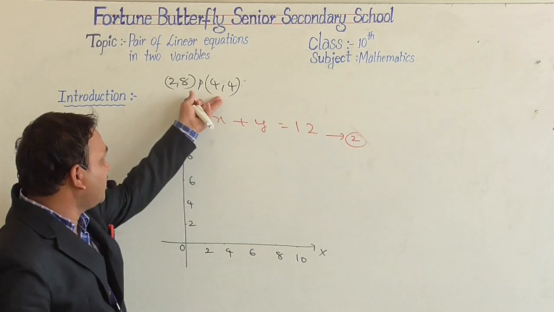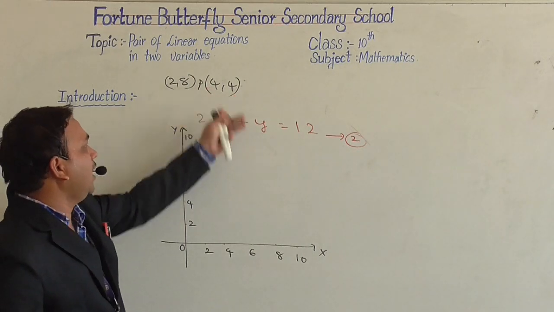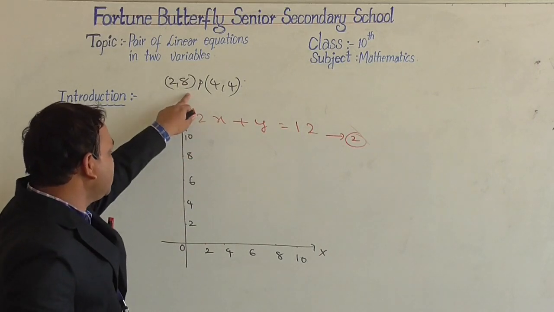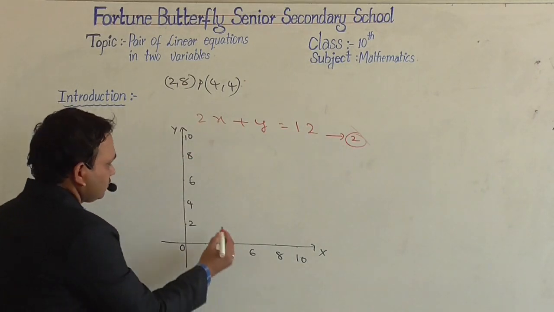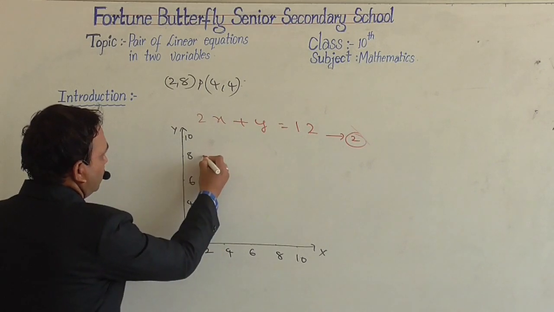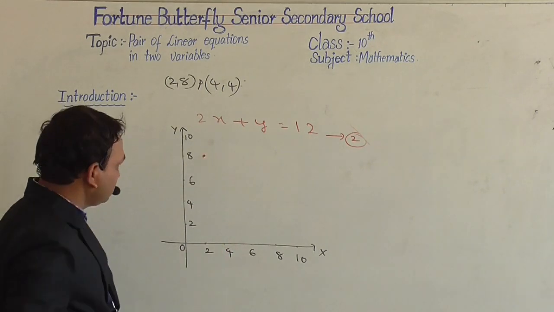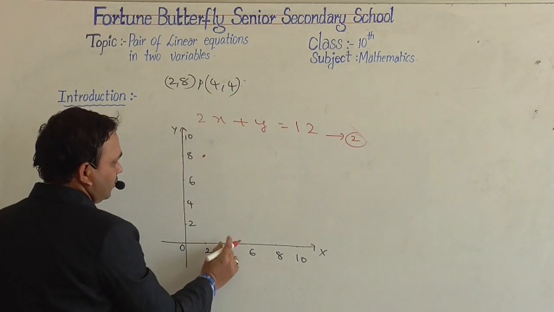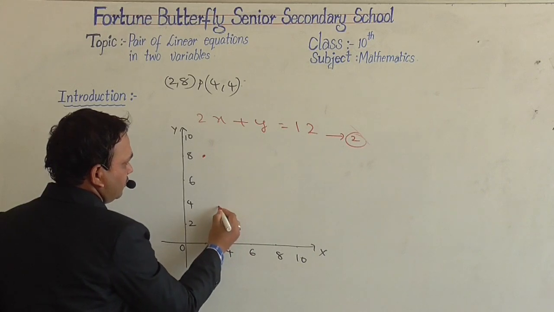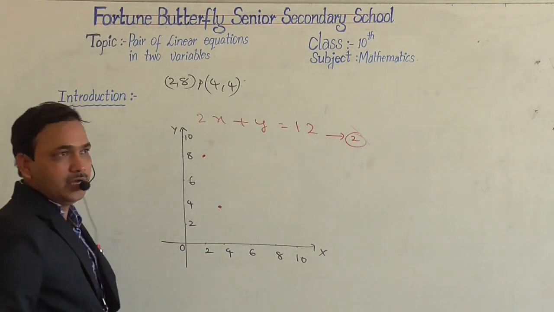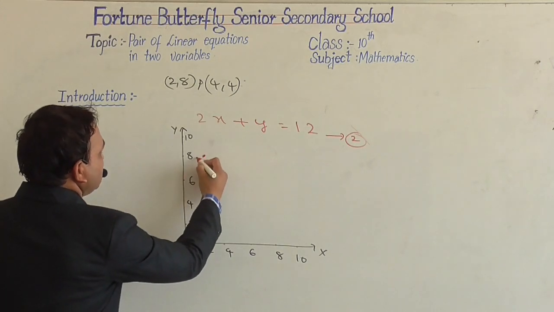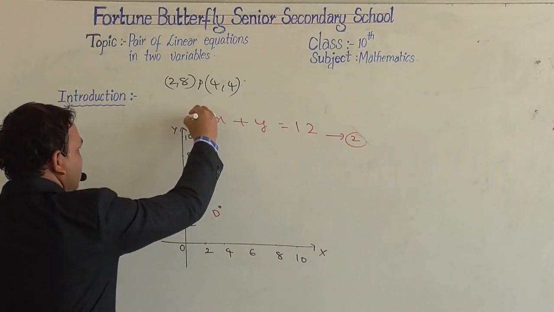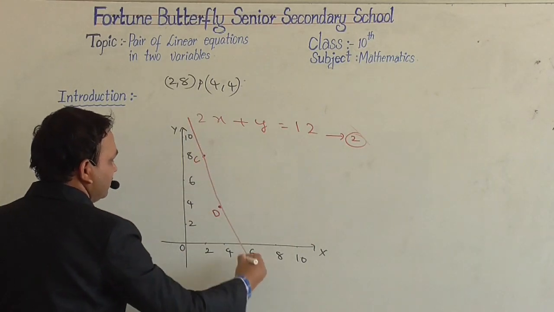So if we observe the pairs of orders 2 comma 8 and 4 comma 4. In the first pair of order, x value is equal to 2 and y value is equal to 8. 2 comma 8, this is the first plot. Next, the second pair of order, x value is 4 and y value is 4. This is the other plot. We name this plot C and this plot D. With these two plots we can draw another straight line.